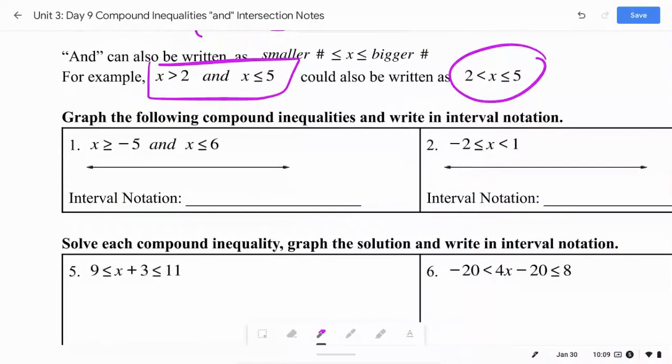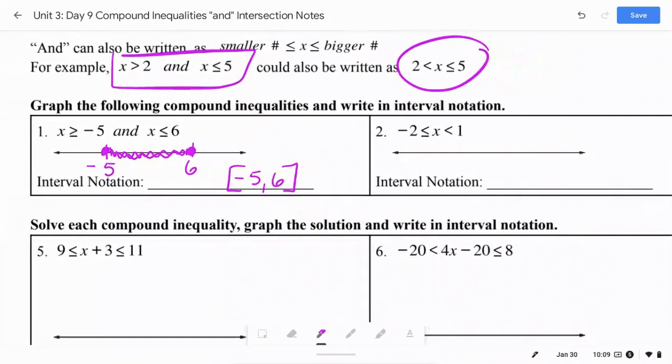So in example 1, again, think about on a number line, which number would come first. So negative 5 has to come first, and then positive 6. They both need to have closed circles, and they have to satisfy both inequalities. So it can only be the numbers in between negative 5 and positive 6. So I would have bracket negative 5, comma, positive 6 with a bracket for my interval notation.